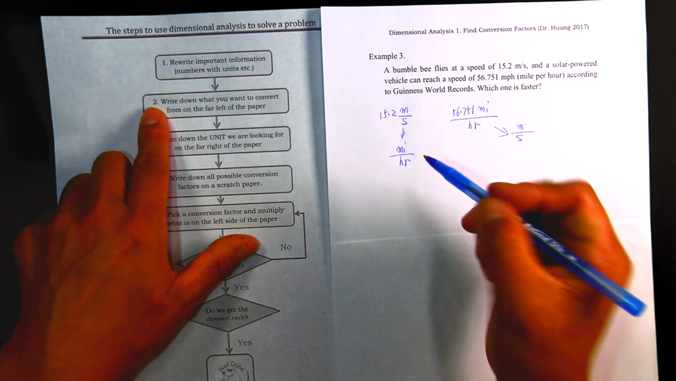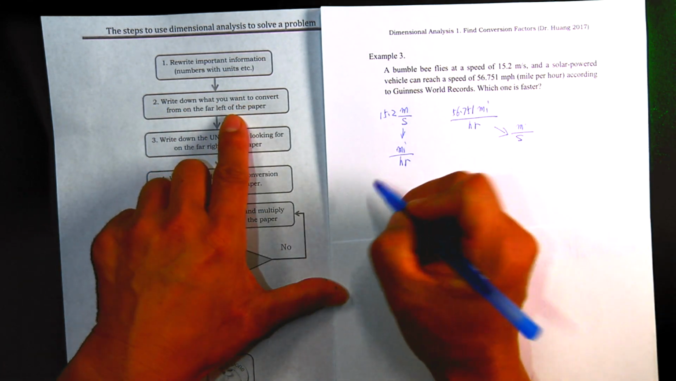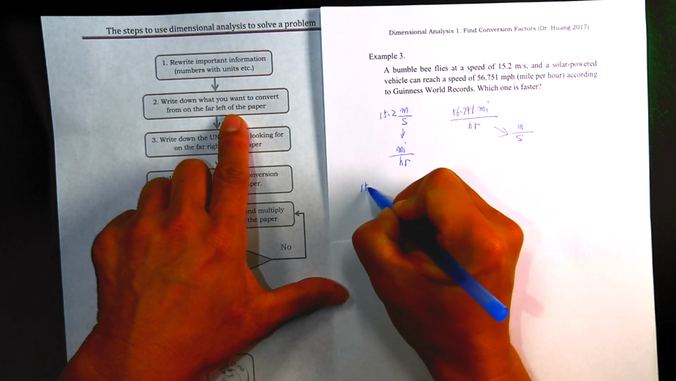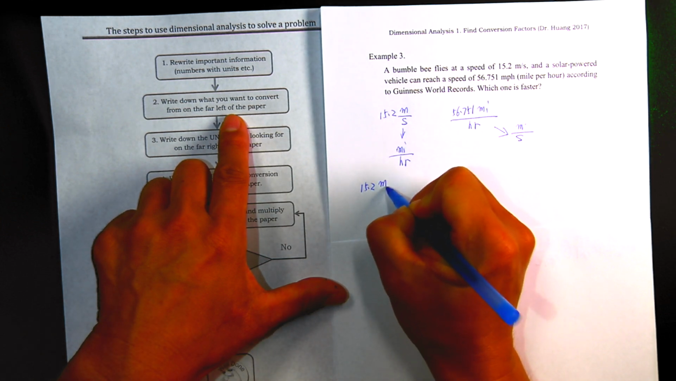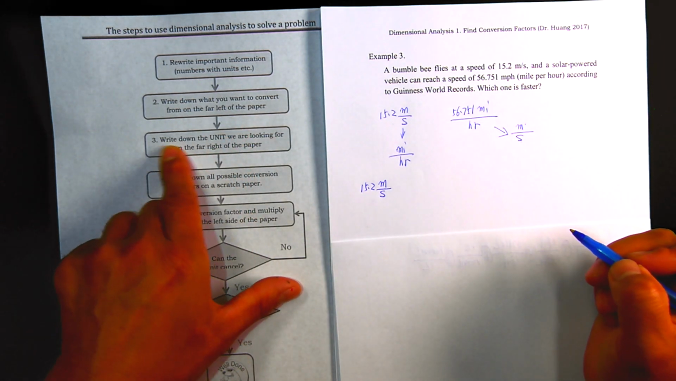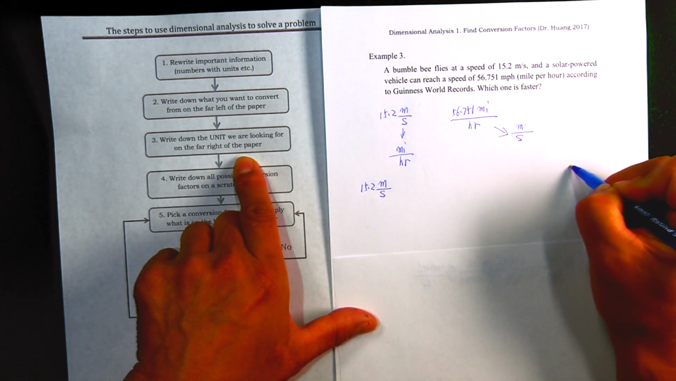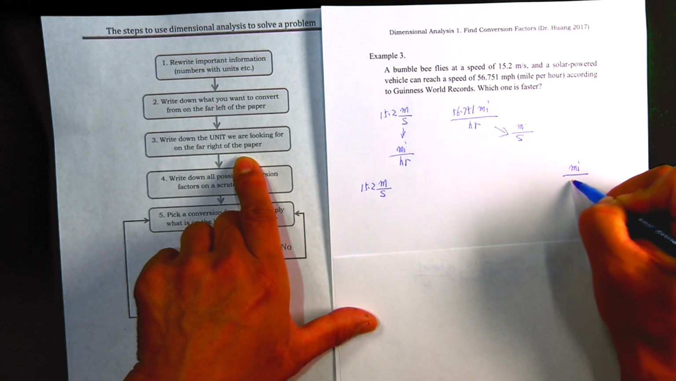Let's look at step 2. Write down what you want to convert from on the far left of the paper. 15.2 meter per second. Step 3. Write down the unit we are looking for on the far right of the paper. Mile per hour.